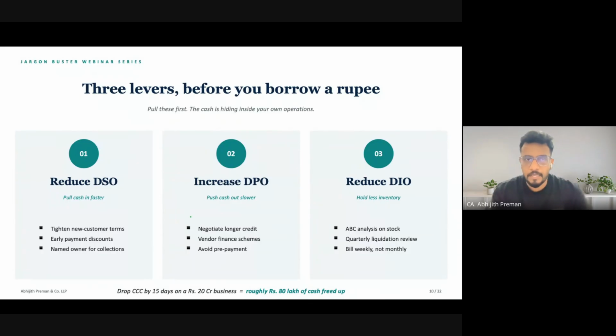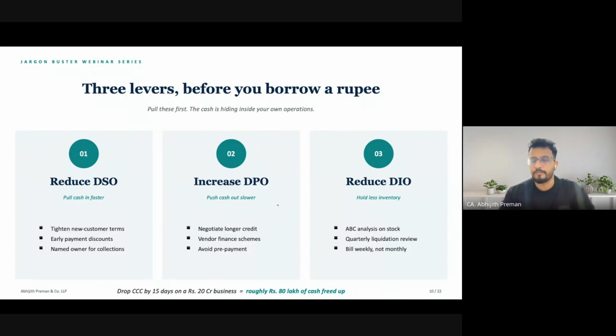And vendor finance scheme means some invoice discounting or such sort of thing, wherein typically, for example, if they are giving a 30 days credit and you have an invoice discounting or some sort of scheme like that, the vendor is settled there. And then you make the payment to the bank or someone who is invoice discounting at a later stage. Okay. Then reduce DIO, hold less inventory.